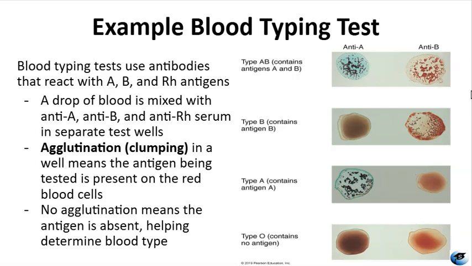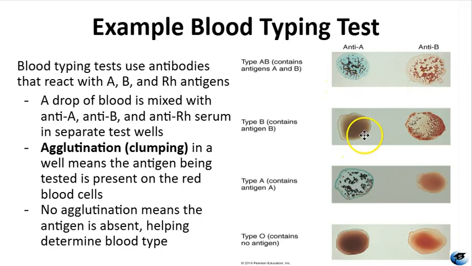For example, agglutination in the anti-A well of a test means the blood has A antigens. If there's no clumping, there's no agglutination, then the antigen is absent. By observing which wells agglutinate and which don't, the blood type can be accurately determined, including whether the person is Rh positive or negative. This figure here shows an example of a sample that has agglutination in anti-A and B. So this is an AB blood type.